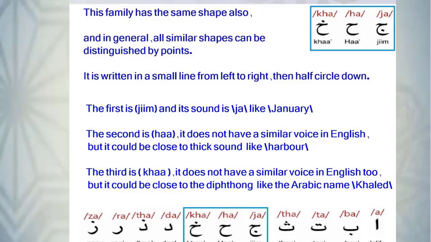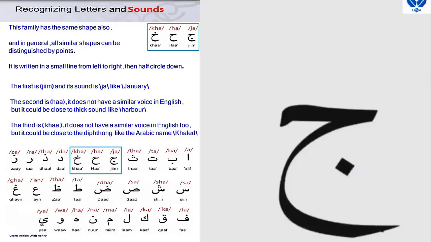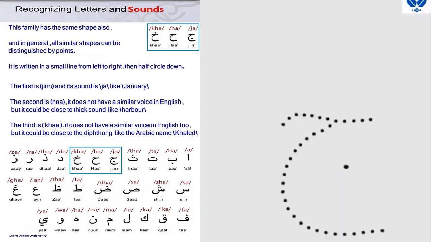The second family has the same shape also, and in general, all similar shapes can be distinguished by points. It is written in a small line from left to right, then half circle down. The first is Jim, and its sound is Ja, like January.